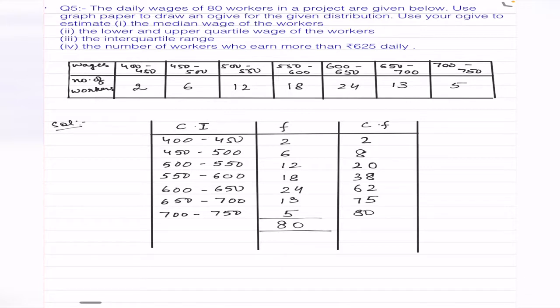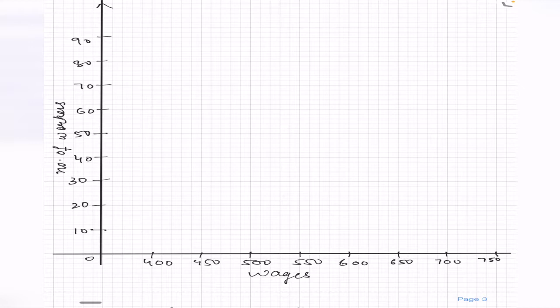Now the next step is to draw an ogive, or we can say an ogive is a cumulative frequency curve. Now see, on the x-axis we will draw the wages, on the y-axis we will draw the number of workers. Here we can see our classes starting from 400, 450, 500 and so on up. There is a gap of 400 from the origin, so we will put a kink over here.